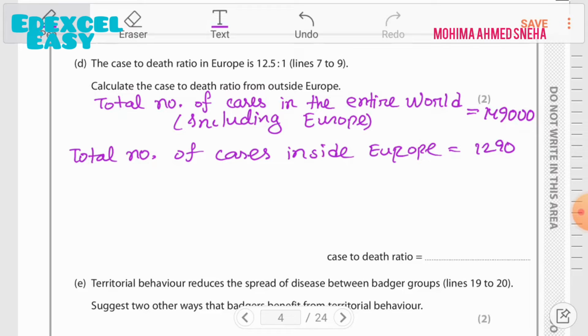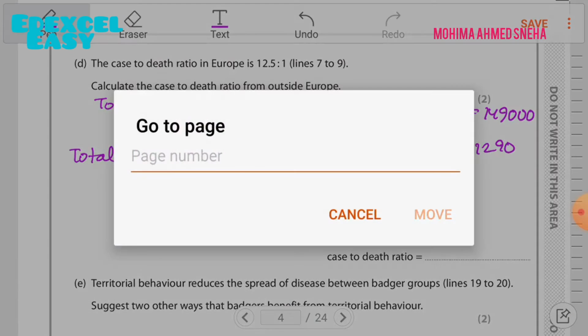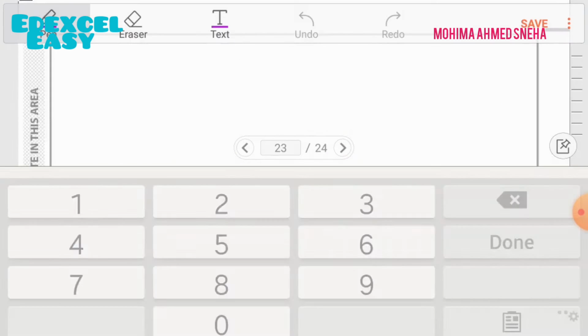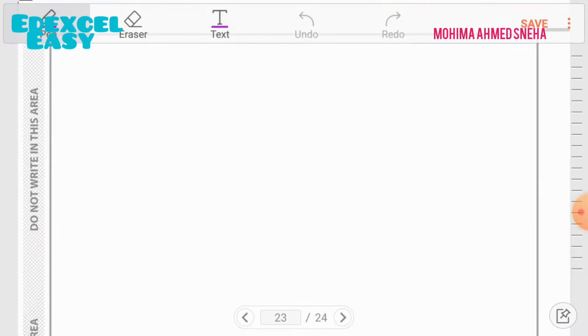Let me write this on the blank pages so it would be easier for me to explain. So I'm moving to page number 23. I'm doing part D of 1 here, showing the working and the explanations for the working that I chose.